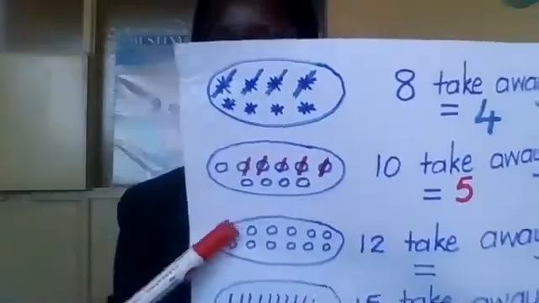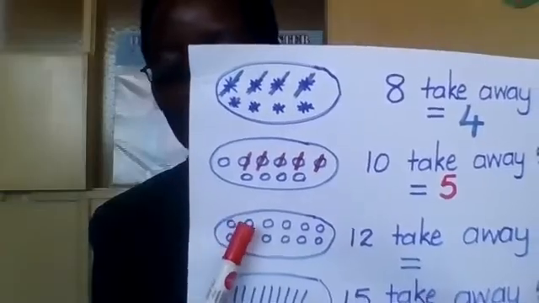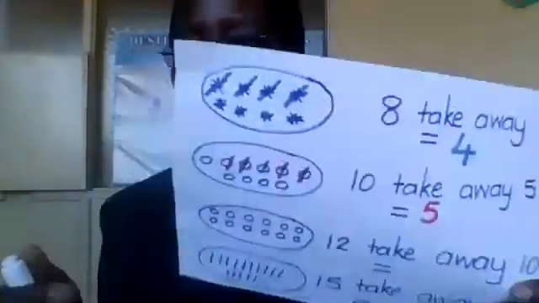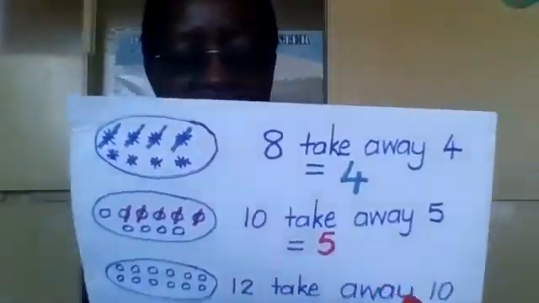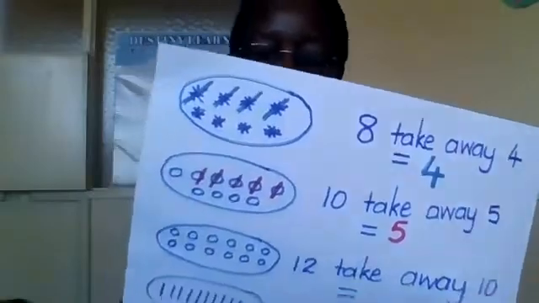Now, let's count how many circles we have there. 1, 2, 3, 4, 5, 6, 7, 8, 9, 10, 11, 12. Okay, good. We have got 12 circles there, all right? 12 circles, and we are taking away how many? We are taking away 10. How many are we going to remain?